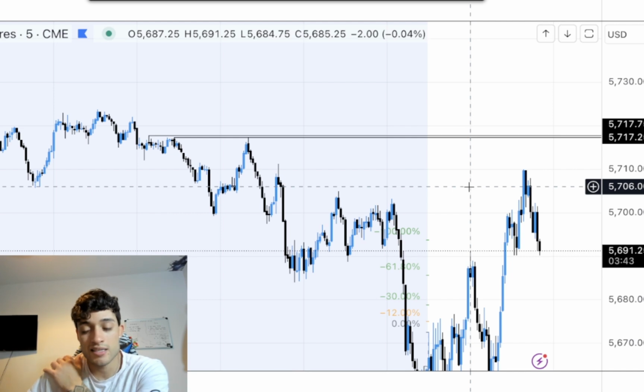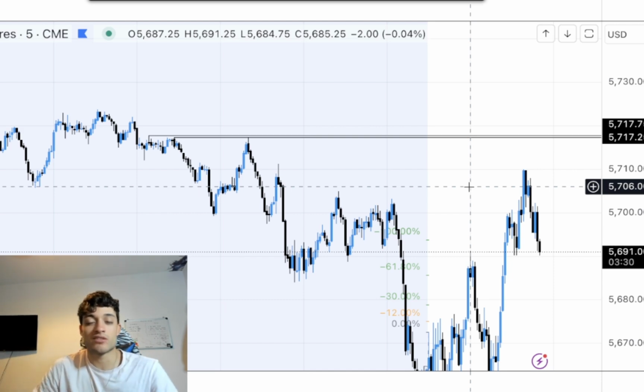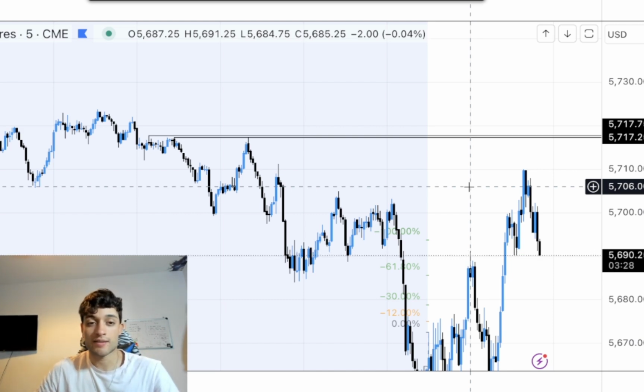So unless I have a really, really good risk ratio, which can be a bit difficult, then we can overlook the win rate. But if it's not the case, then it's not even worth the headache.